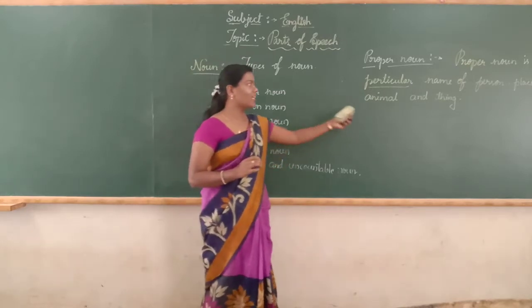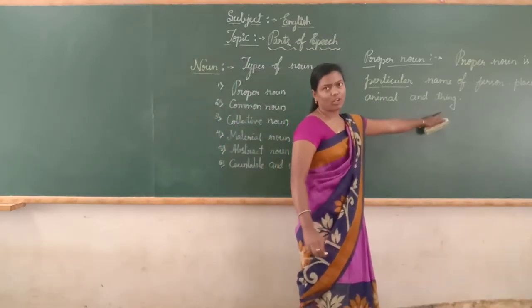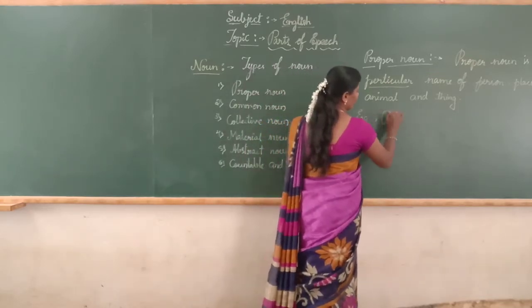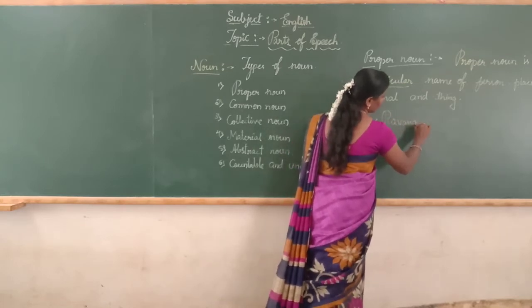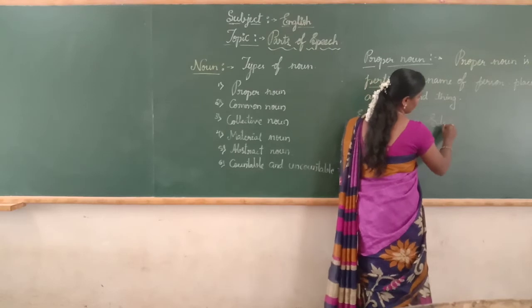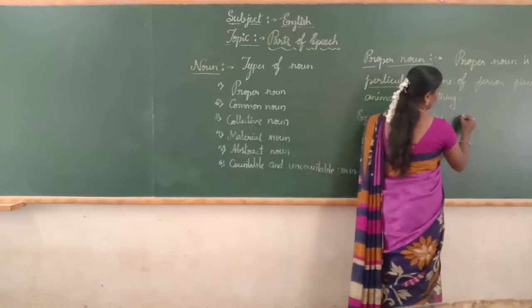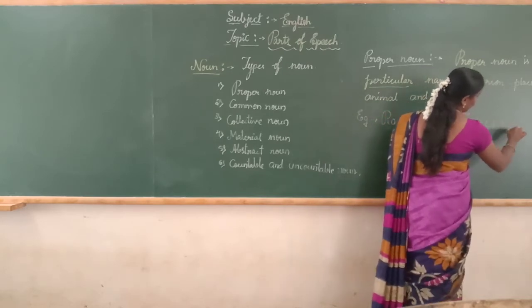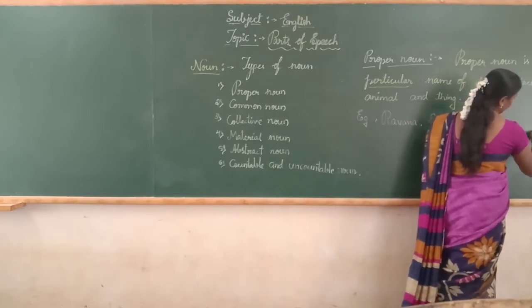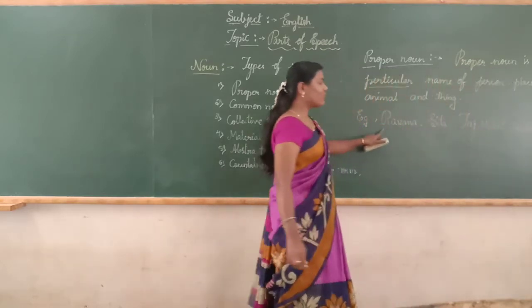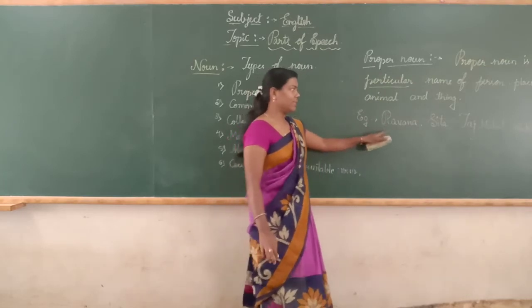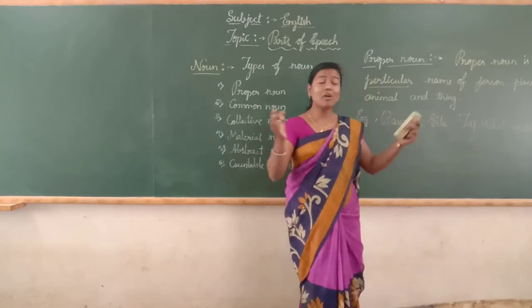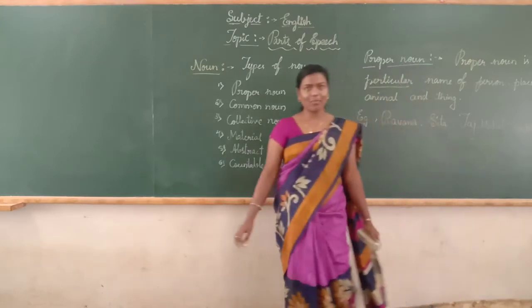Specific name of the animals, specific name of the thing, it is called as proper noun. Kubli, etc. Ravana, it is a particular name of a person. Sita, it is a particular name of person. Taj Mahal, it is a particular name of a building. Kubli, it is a particular name of a place.